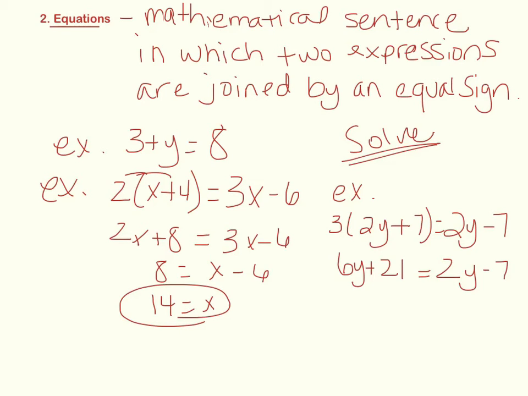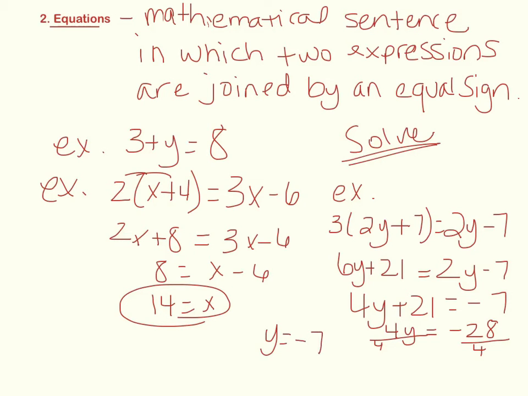Then I'm going to subtract my 2y from both sides in order to get rid of that. So I end up with 4y plus 21 equals negative 7. Then I'm going to subtract 21 from both sides so I can isolate that variable. So 4y equals negative 28. So I subtracted 21 from both sides. And then I divide by 4 in order to get that variable alone, and I end up with y equals negative 7.